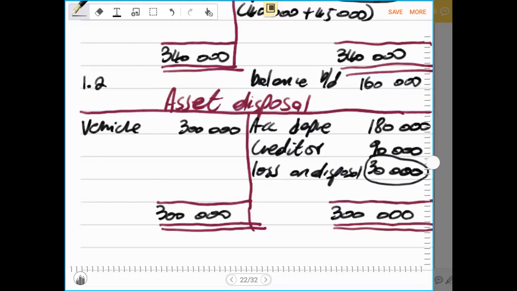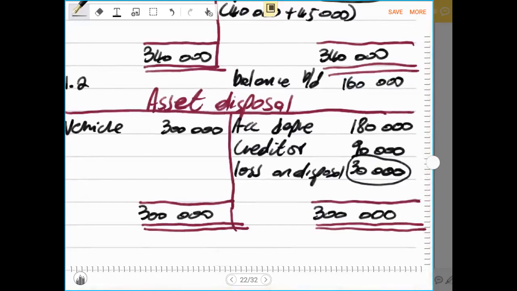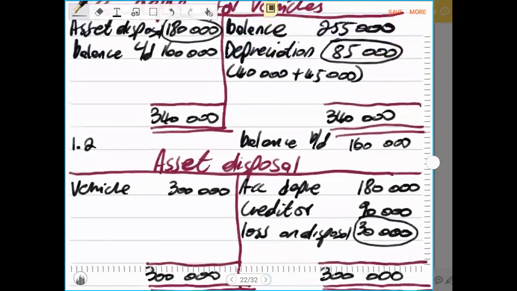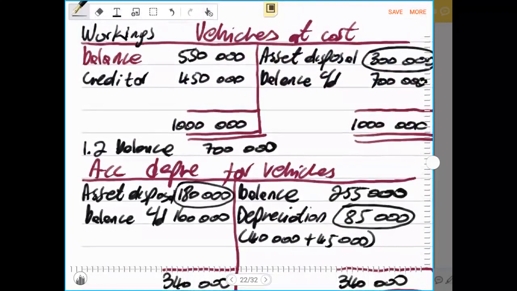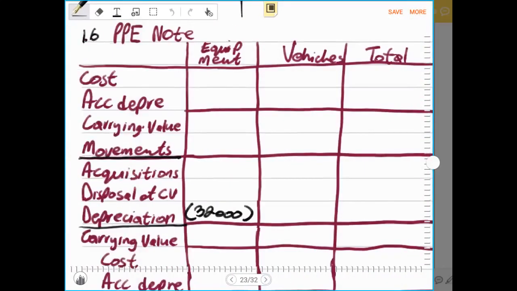So now from here we can do the property, plant and equipment note, starting from the asset section of that. So now start with the equipment.